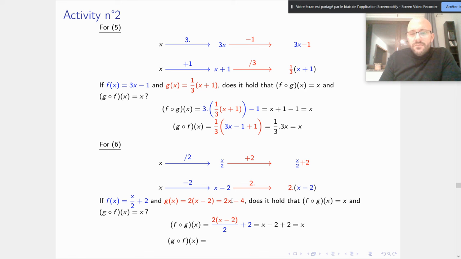And what about g after f? So we take g and replace x by x over 2 plus 2. So here we distribute the 2 over each term. Here it gives us x, and then here it gives us plus 4. And then we have x plus 4 minus 4, it gives us x. So it seems that property seems to work.